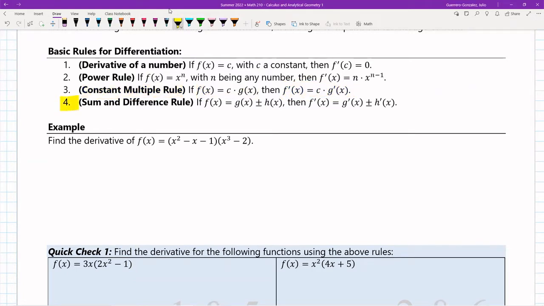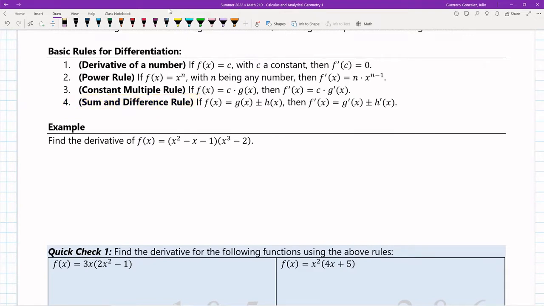And then the very last rule that we're going to be using is the sum and difference one. This one is exactly how you would think it'd work. Let's say you had a function that is the sum or difference of two other functions, okay? Then the derivative of the sum or difference is just the derivative of each one, and then you take the addition or subtraction of each one, okay?